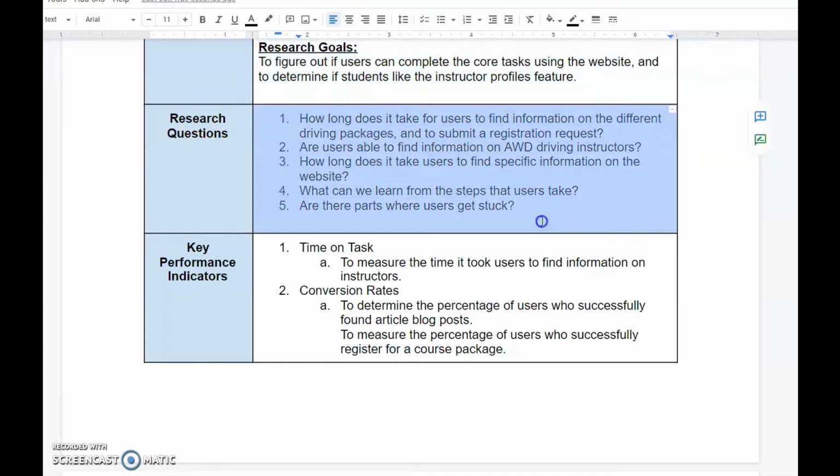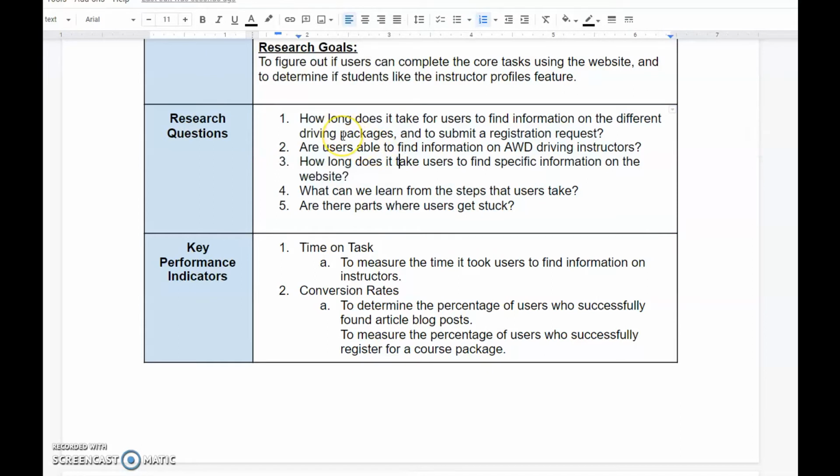And the research questions specifically are, how long does it take for users to find information on the different packages and to actually submit a registration request? Are users able to find information on the driving instructors? How long does it take users to find specific information on the website in general? What can we learn from the steps that users take? And are there parts where users get stuck?